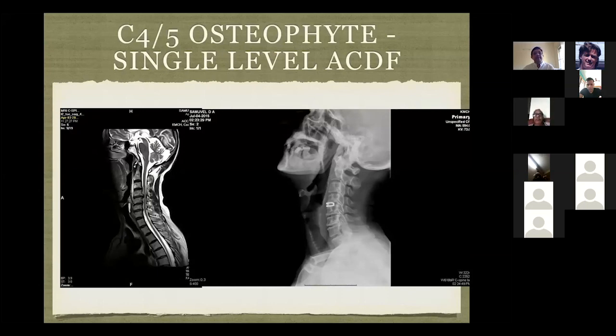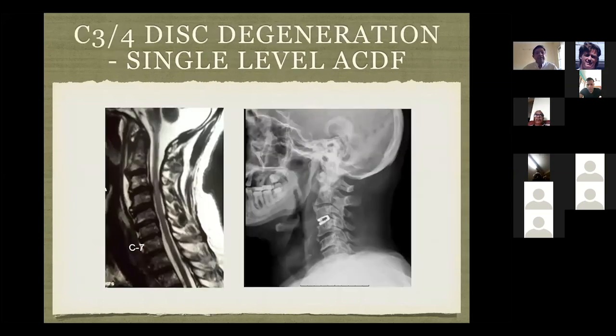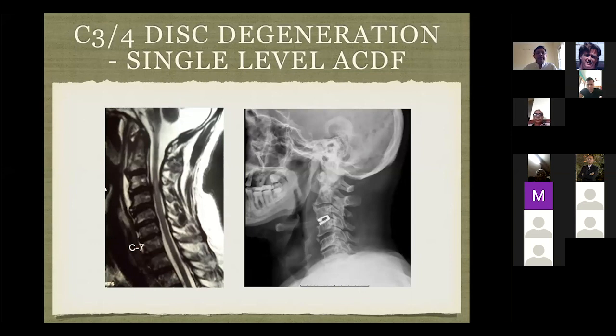Now you can see here it was C4 and C5. An osteophyte is there, there is a compression. In this case, a single level ACDF with distraction cages, we have placed it. So this is good enough for a single level osteophyte. And another case, this is between C3 and C4. You can see here there is a disc and a calcification and it is being removed. Even in the X-rays, you can see posteriorly very well decompressed. And a single level ACDF is enough in this case.